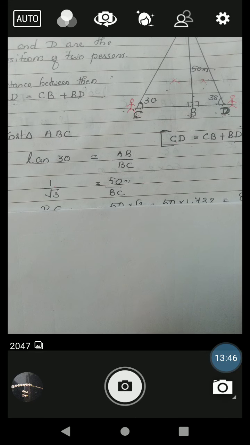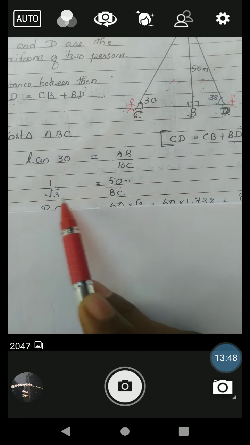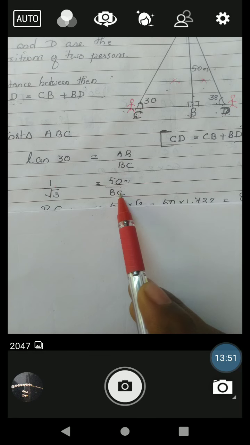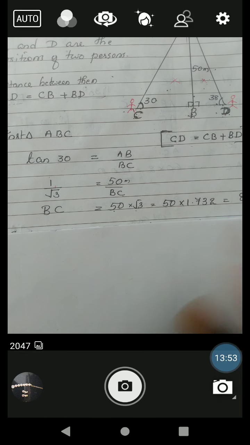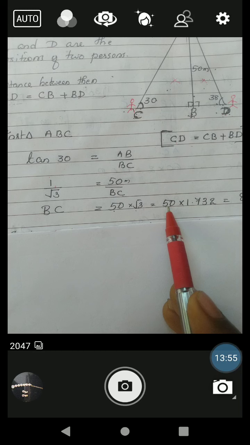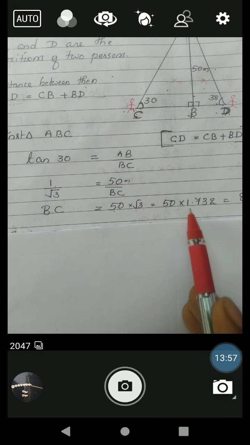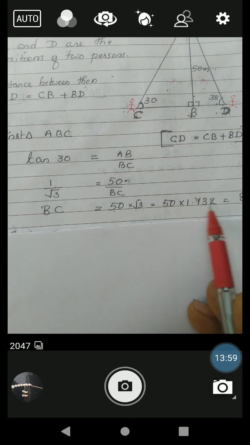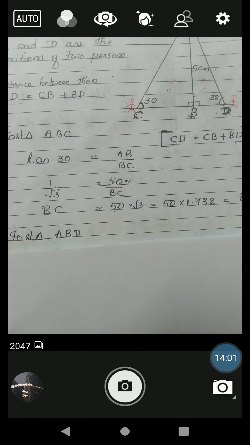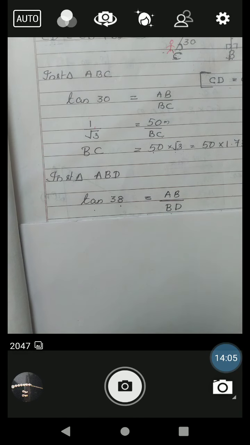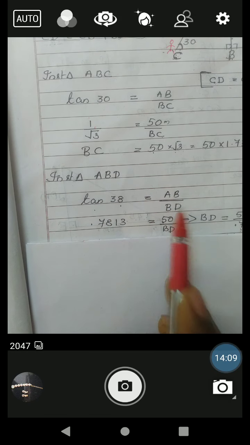So 1 by root 3 is equal to 50 by BC. Therefore, BC is equal to 50 root 3. That is 50 into, we know the value of root 3, 1.732, 86.6. Then the second right triangle. Similarly, from the second right triangle, you can find tan 38 is equal to AB by BD as usual.